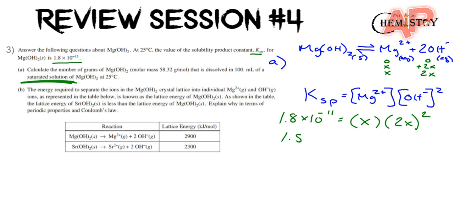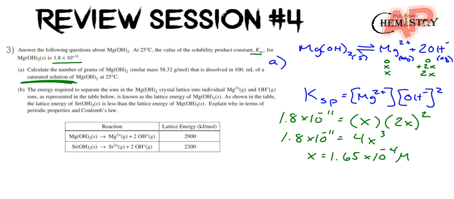I rewrite this one more time. It's 4x cubed. I divide by the 4. I take the cube root on both sides. And my x becomes, and if you want to try that once, I'm going to give you a second to do that, just to make sure that we are getting that right. And we get that.